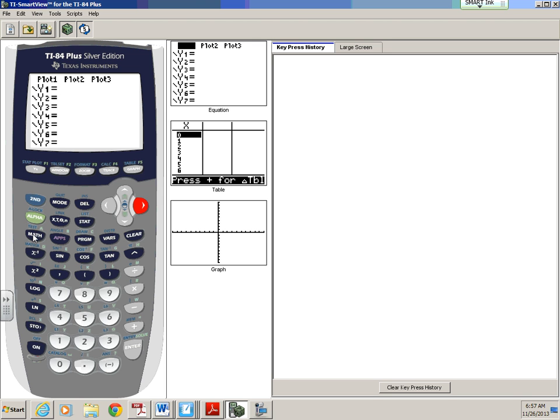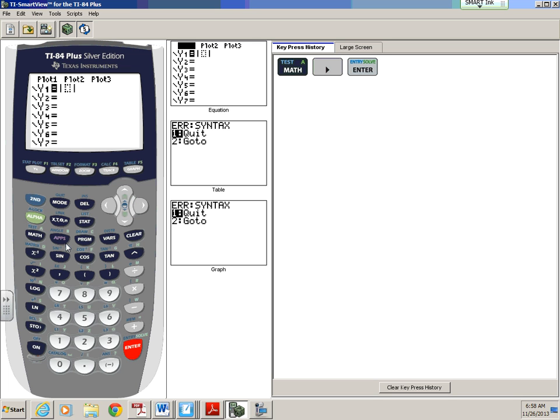You're going to hit the math button, and the equation is y equals the absolute value of x. So absolute value is coming first. And if you look at the top, I have math, number, CPX, probability. I'm going to go over to number, and you'll see the very first one is ABS for absolute value. So you're going to hit enter, and it brings up the absolute value symbols for you. And you're going to put in x, and you're going to hit enter, and you're done.